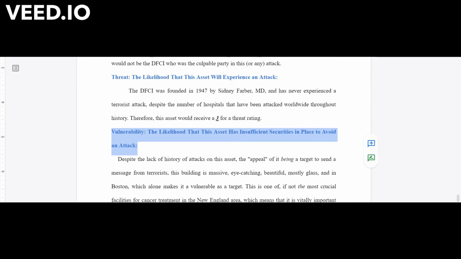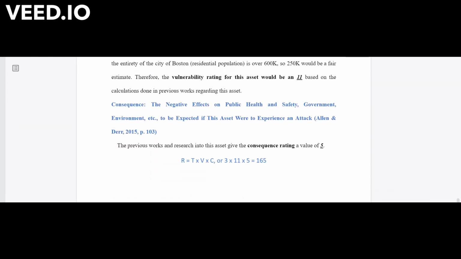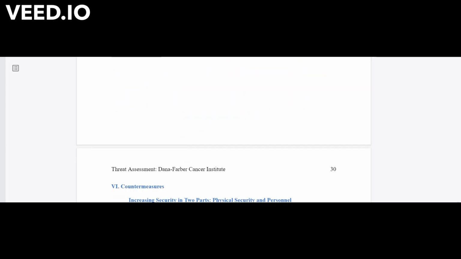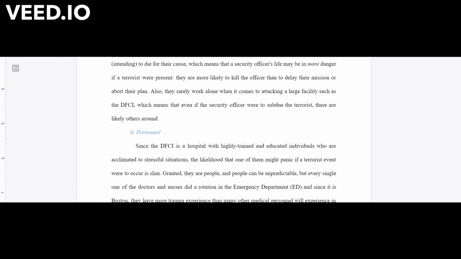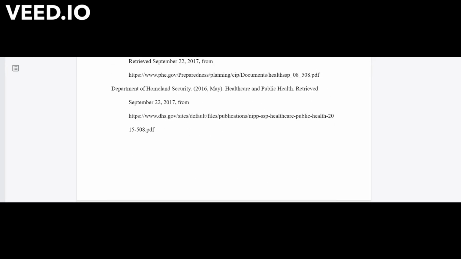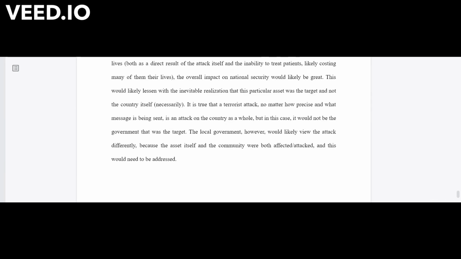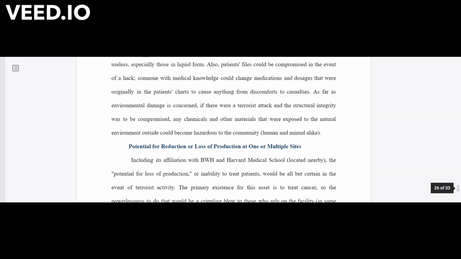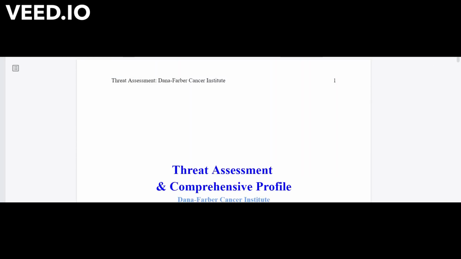Vulnerability, whether or not there's enough security in place to avoid an attack. Consequence rating, and then countermeasures being our recommendations. And then finally the reference pages, which I am immovable on. You don't want me to include the reference pages in your document, that's fine, but I will create them.